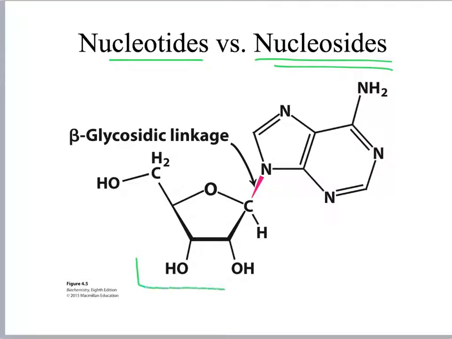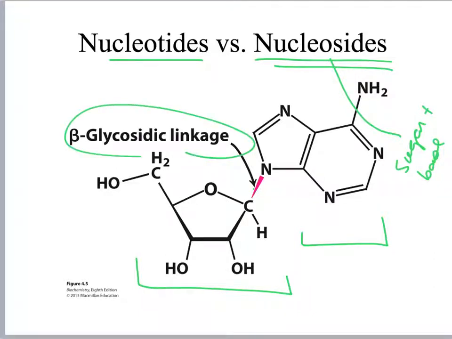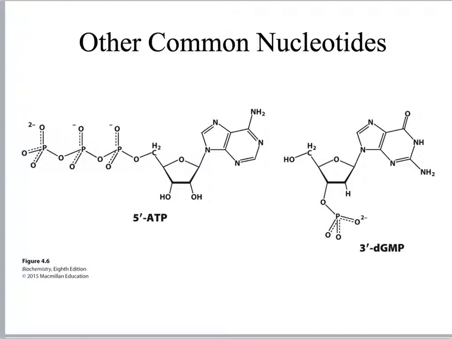So here we have our sugar and our base. That's what our nucleoside represents: sugar plus base. And that sugar is linked to the base by a glycosidic linkage, or glycosidic bond. And so again, the nucleotide has the phosphate group that's attached.